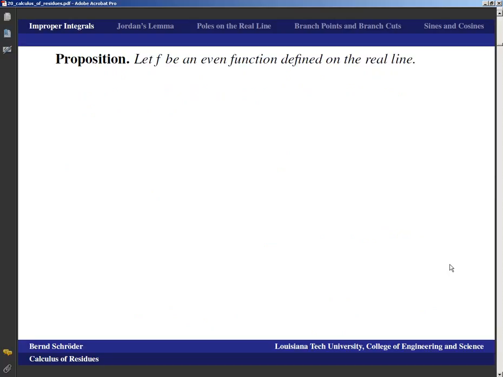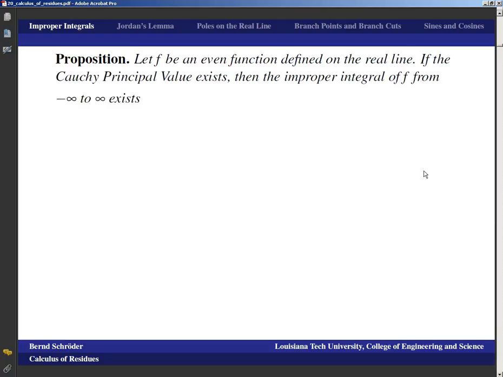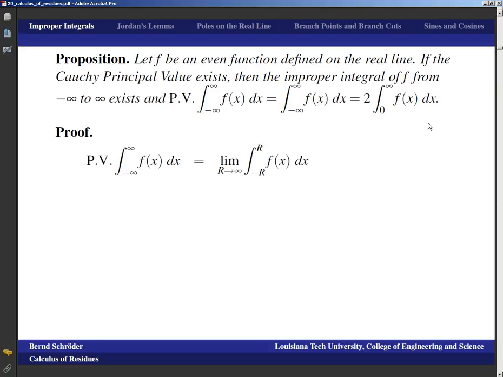Okay, there is a bit of a connection between improper integrals and principal values, and that connection exists when our function is even. So it's very important that this only works for even functions, because if the Cauchy principal value for an even function exists, then the improper integral from negative infinity to infinity also exists, and the principal value is equal to the improper integral, which is equal to twice the improper integral from 0 to infinity.